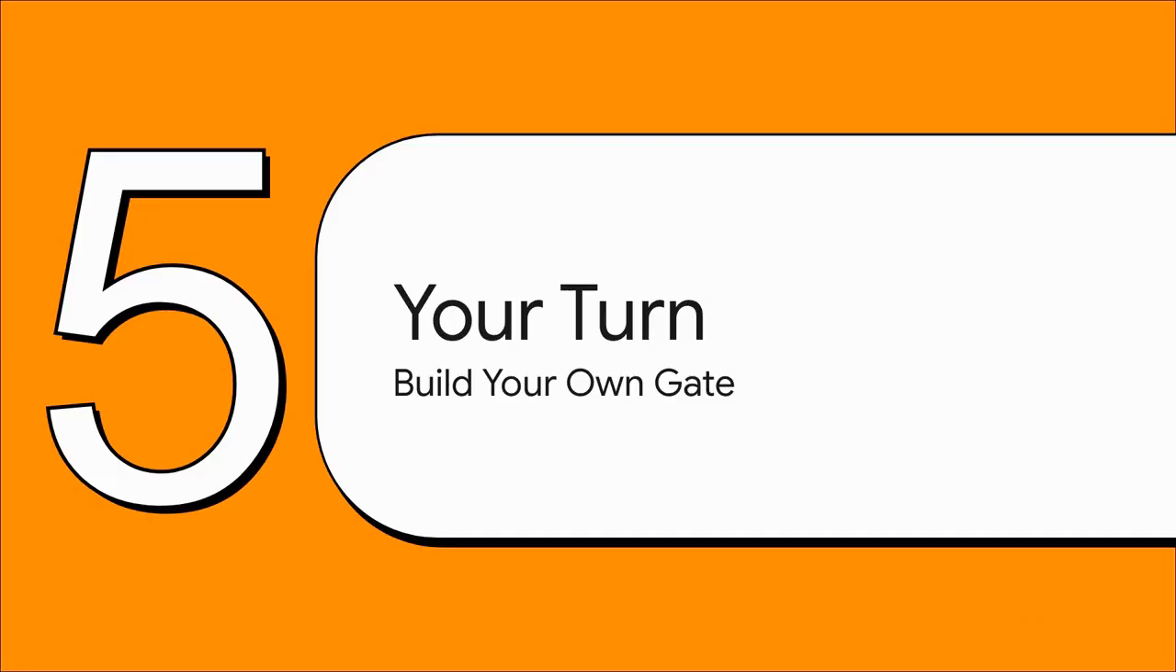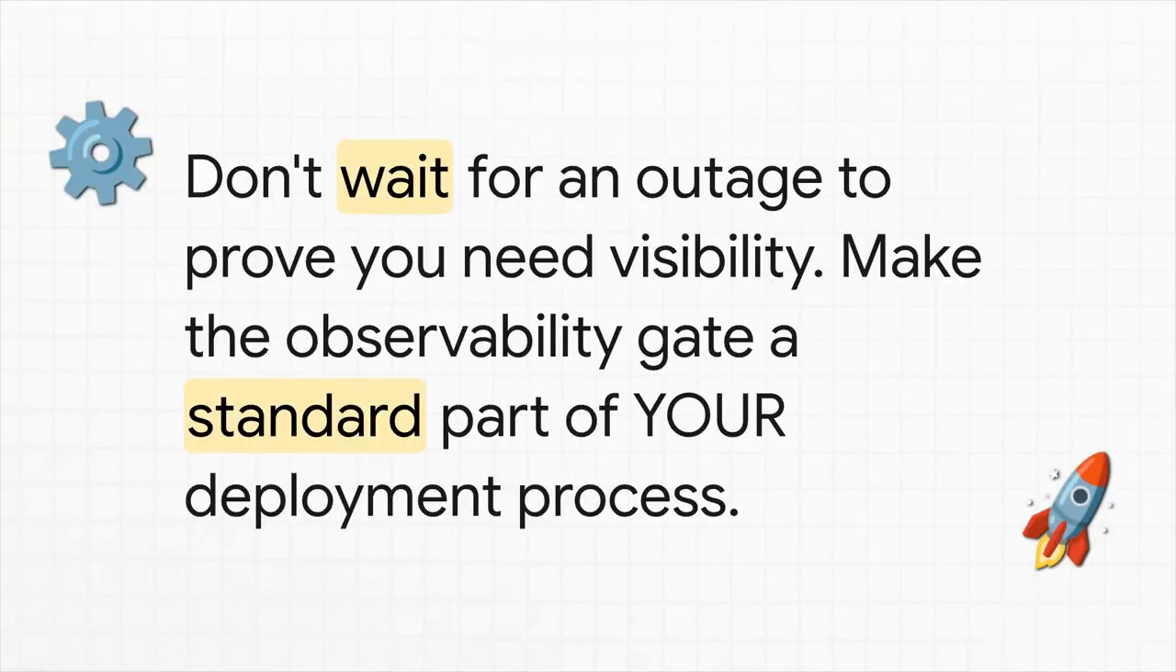Okay, architect hat is off. Let's talk about how you can actually apply this. It is your turn now to build your own gate. The key takeaway here is this. Don't wait for a 3 a.m. outage to finally prove that you need visibility. That is the most expensive and painful way to learn this lesson. Instead, build this gate. Make it a standard, automated, non-negotiable part of your deployment process.